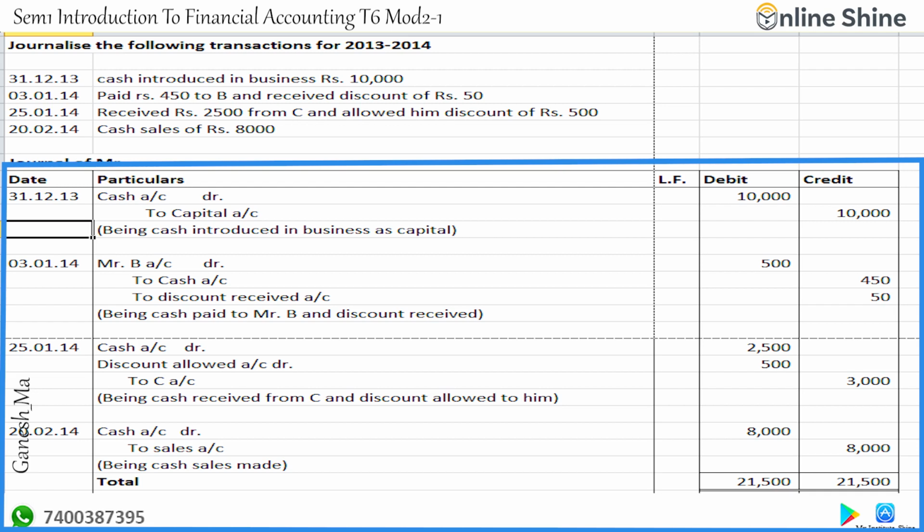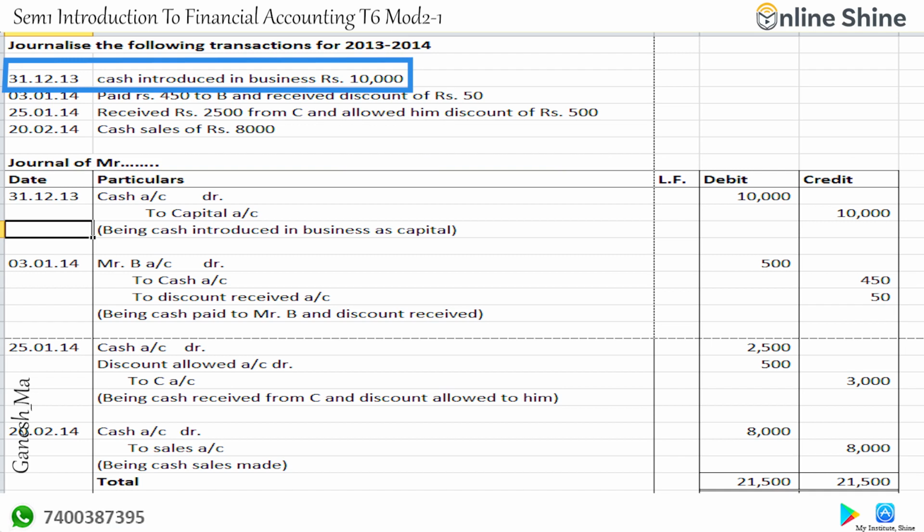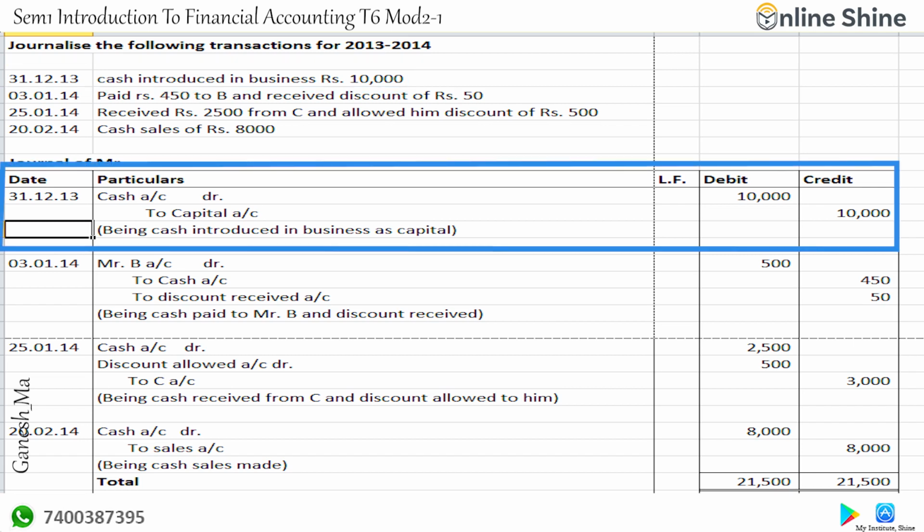The first entry you have been given is on 31st December 2013, there is a cash introduced in the business of rupees 10,000. Now when I say cash introduced, that means cash has come in. So cash account debit rupees 10,000. See the entry, cash account debit. In debit I put rupees 10,000 and it has been introduced as a part of capital. So in credit, capital account rupees 10,000. So cash debit, capital credit. And the narration should always start with the word being: being cash introduced in the business as a capital.